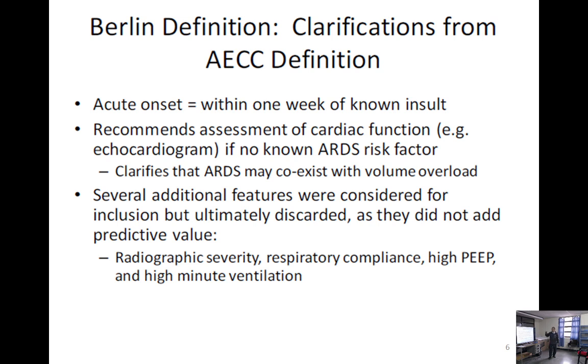So, acute onset within 1 week of a known insult. And we should do an echo if there is no known ARDS risk factor, to rule out cardiac failure as an initiating cause of respiratory distress. We understood? But if the patient is a known contact, etc., you will suspect ARDS first rather than cardiac failure.